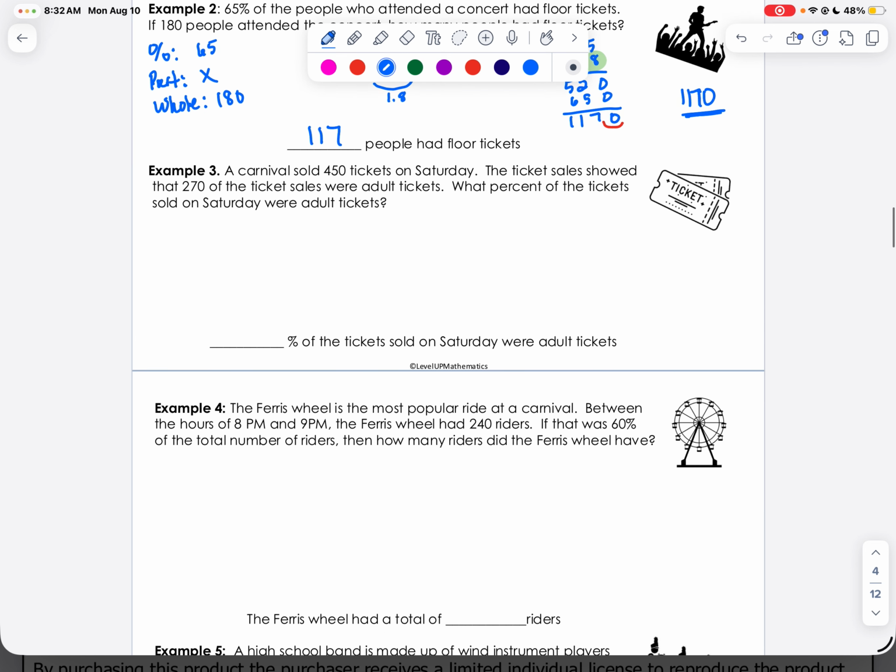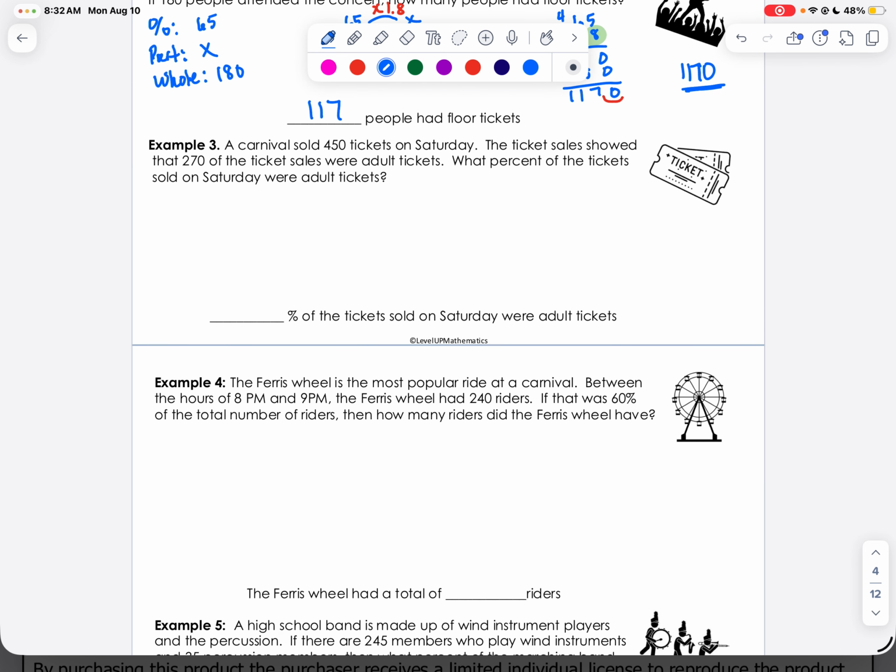All right, example 3. A carnival sold 450 tickets on Saturday. The ticket sales showed that 270 of the tickets were adult tickets. What percent of the tickets sold on Saturday were adult tickets? So let's identify percent, part, whole, and then we'll set up our proportion. So we don't know the percent. So in this problem, that's our unknown, or x.